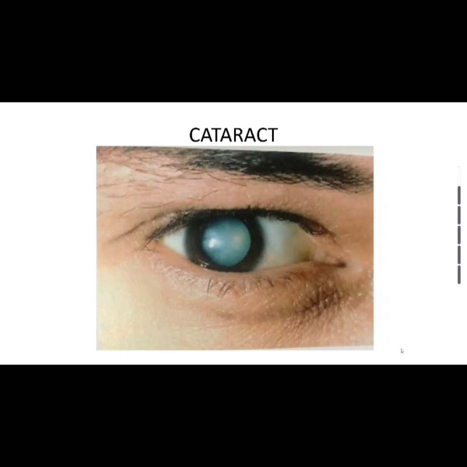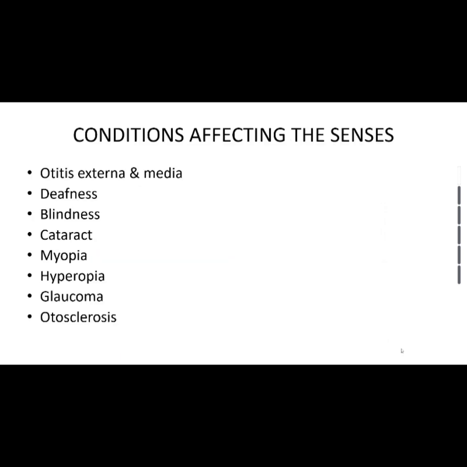Some of the conditions we've already mentioned: you can have otitis externa, which is inflammation of the external ear, that is the external auditory meatus. You can have inflammation or infection there. And then we can have otitis media, which can be chronic or acute. That is inflammation or infection within the middle ear, which sometimes can become infected and even develop pus. Somebody can have the eardrum opening up, and then you have pus coming out of the ears. Of course, you can have deafness, you can have blindness, with many causes: cataract, myopia.